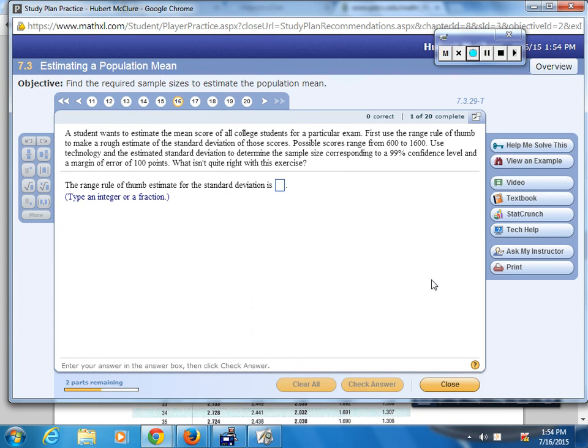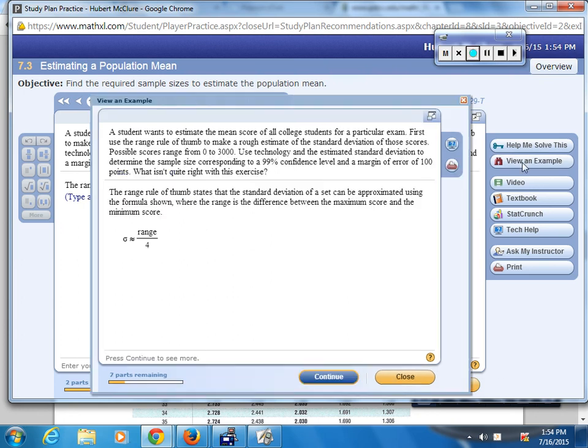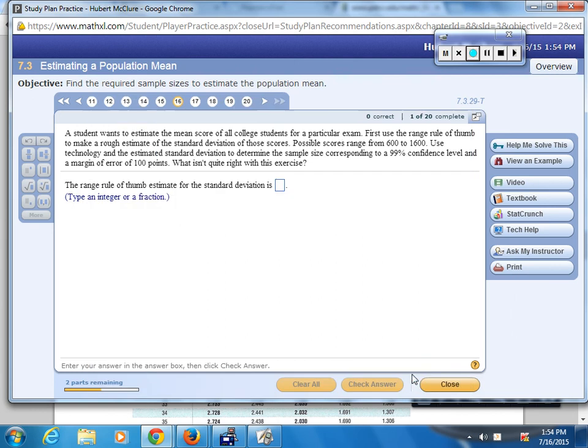Now, the rule of thumb is to take your range, what's the range on this problem? 1,000. And divide it by 4. Because that's how many sections are in between the 95%. Got it? 1,000 divided by 4. 250. So the standard deviation is 250.